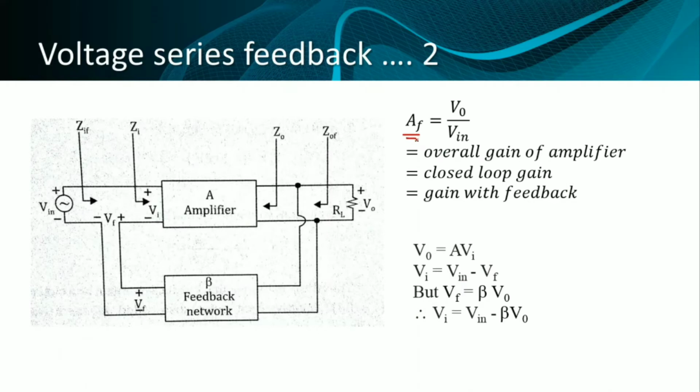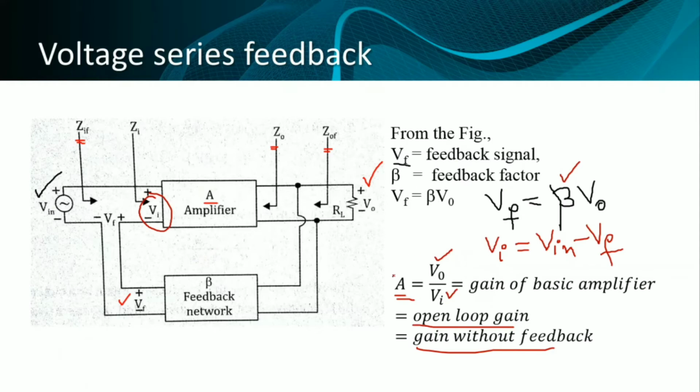The next one, in the same circuit, is the value of AF. What is AF? AF is the closed loop gain. It is the gain of the overall system, which includes the amplifier and also the feedback network. The gain with the amplifier and with the feedback network gives you the closed loop gain, which is V naught by Vin. From this equation I can write V naught is equal to A into Vi.